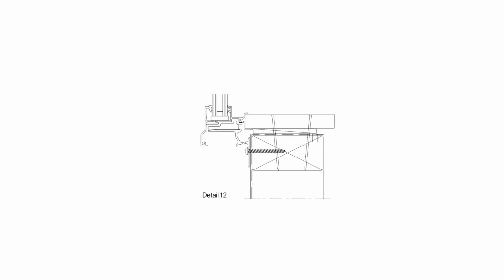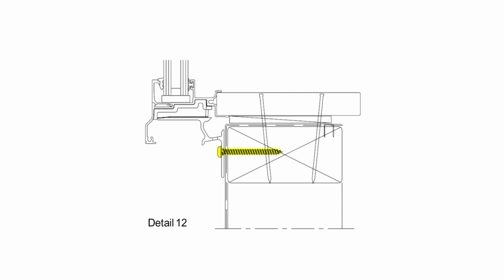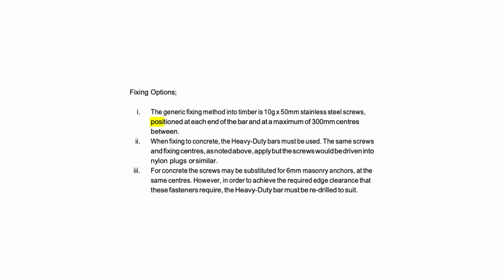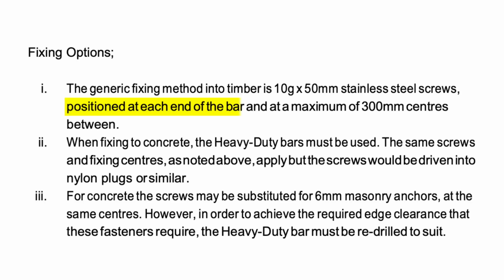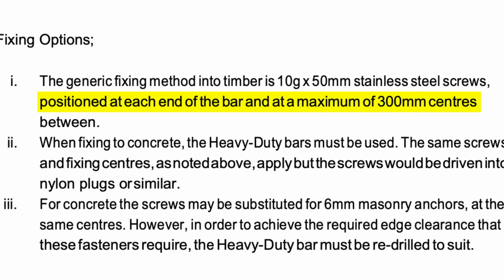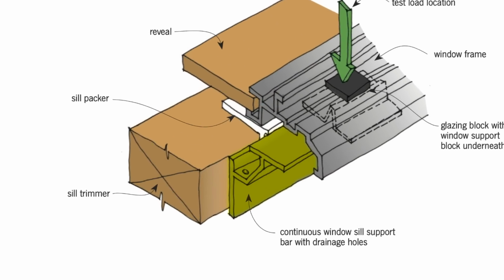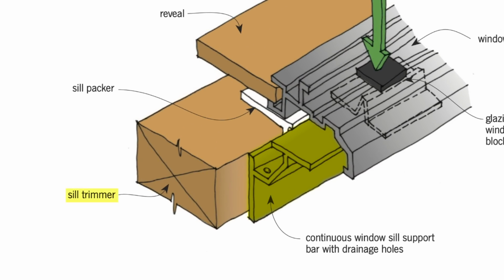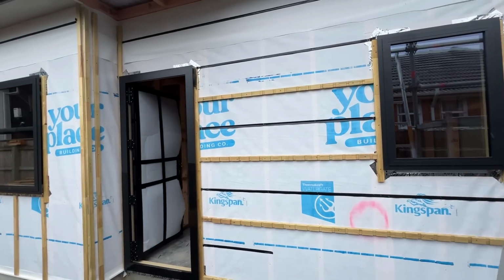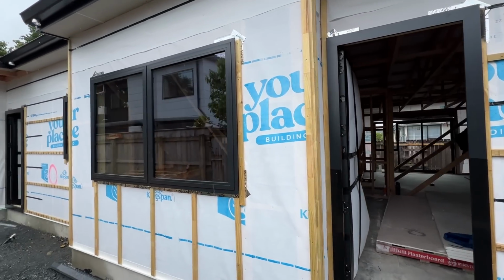The generic fixing method into timber is 10 gauge by 50mm stainless steel screws positioned at the end of each bar and a maximum of 300 centres in between. So once your wanz bar is installed, you can see how it basically works as an extension for the sill trimmer, giving your joinery unit more support when your windows are slid into place.